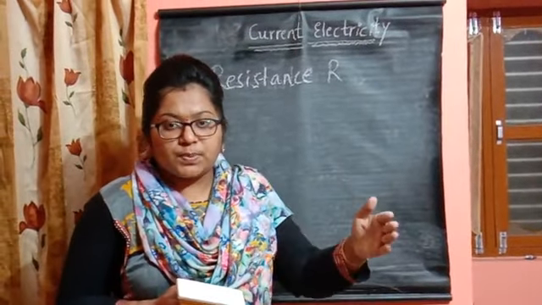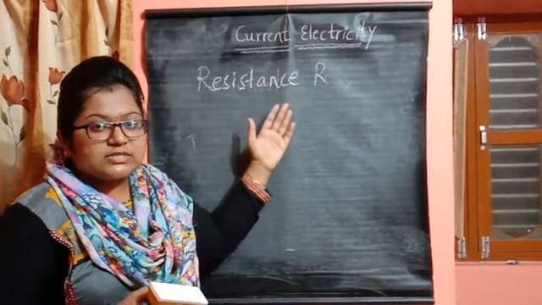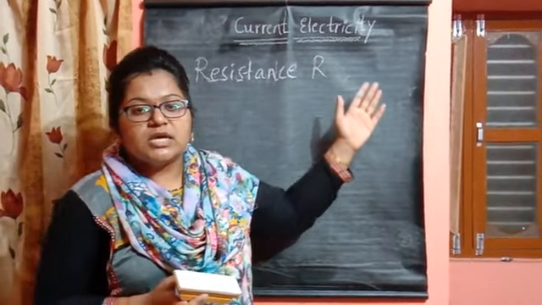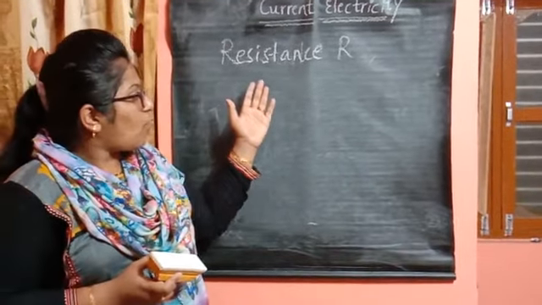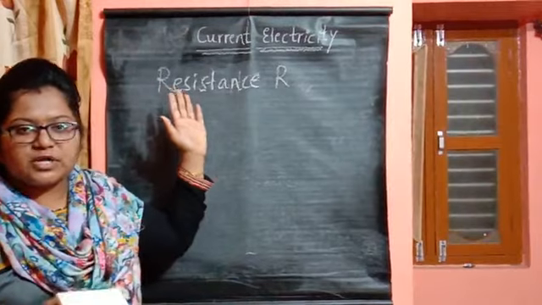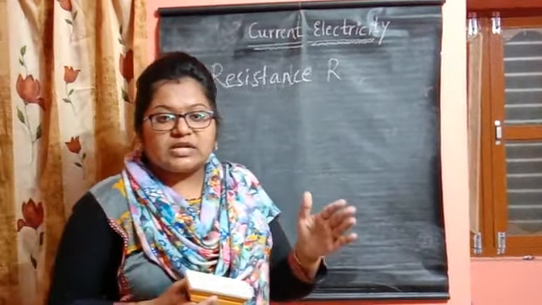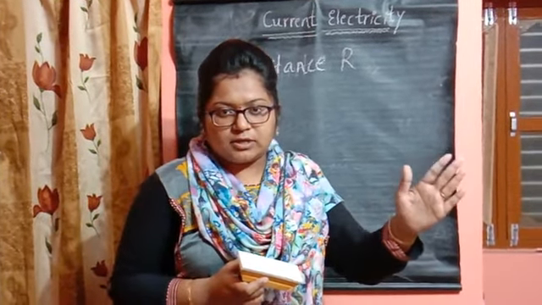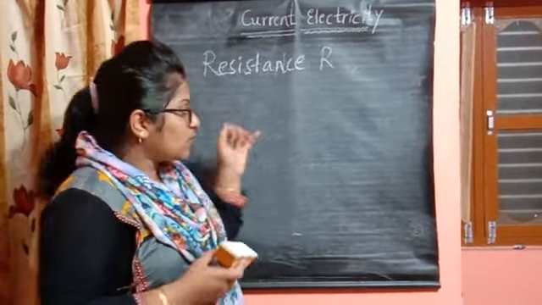So this is a property by which the movement of free electrons in a conductor is opposed. This is the opposition offered to the flow of free electrons in a conductor. This is just one property of the conductor, but this property will resist the movement of the free electrons in a conductor. Understood? We understood the meaning. So how can we define this?